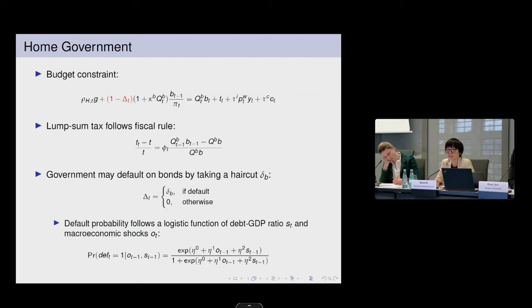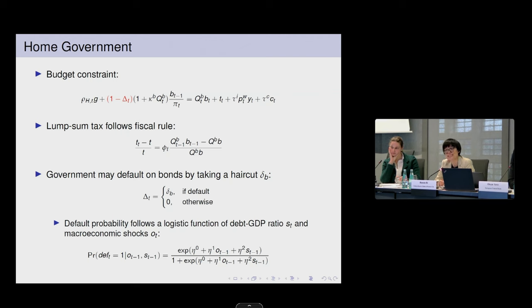And here we are going to assume that the lump sum tax is going to respond to the change of government debt. This is a simplifying assumption, just to say we're going to allow the least distortionary tax to respond to the debt dynamics. We could use a similar rule as the distortionary tax. It does not change the result much.